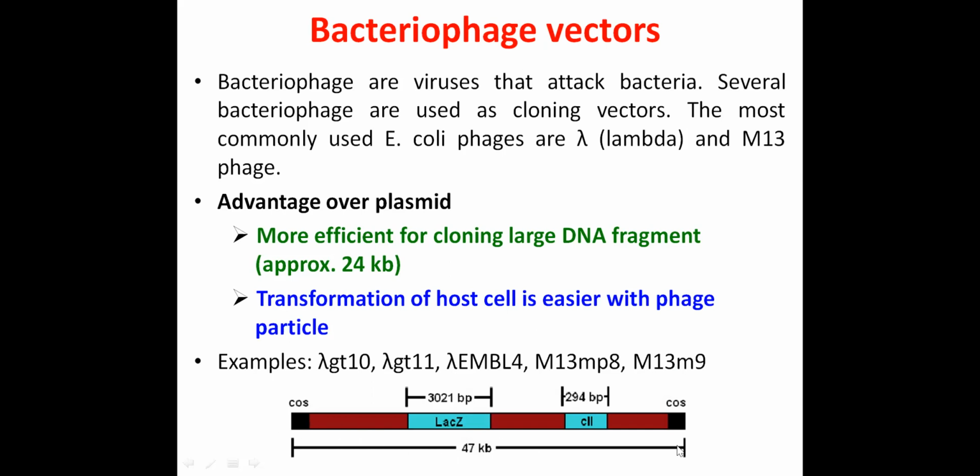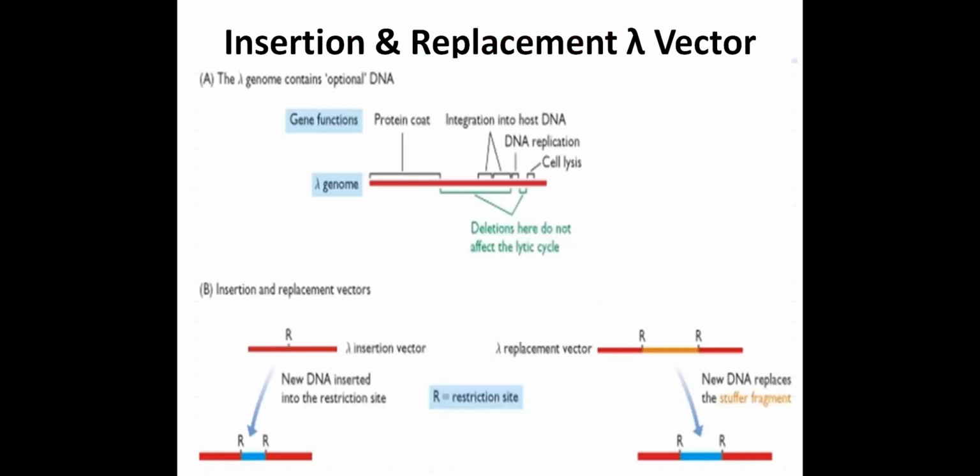Here, the terminal has the cos site. Then it also has a selectable marker, like lacZ and the selection marker. Here, these lambda vectors are of two types. One is the insertion vector, another one is the replacement vector. So here we'll see what is the difference between the insertion lambda vector and the replacement lambda vector.